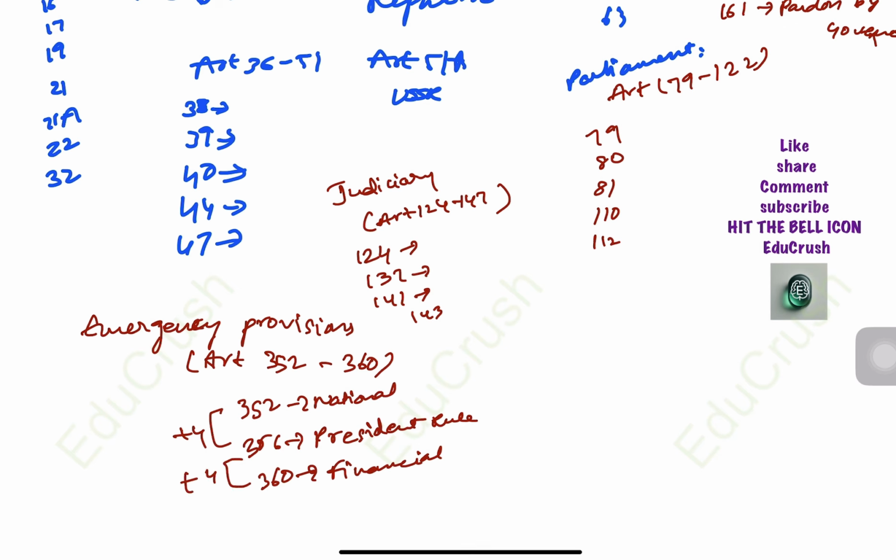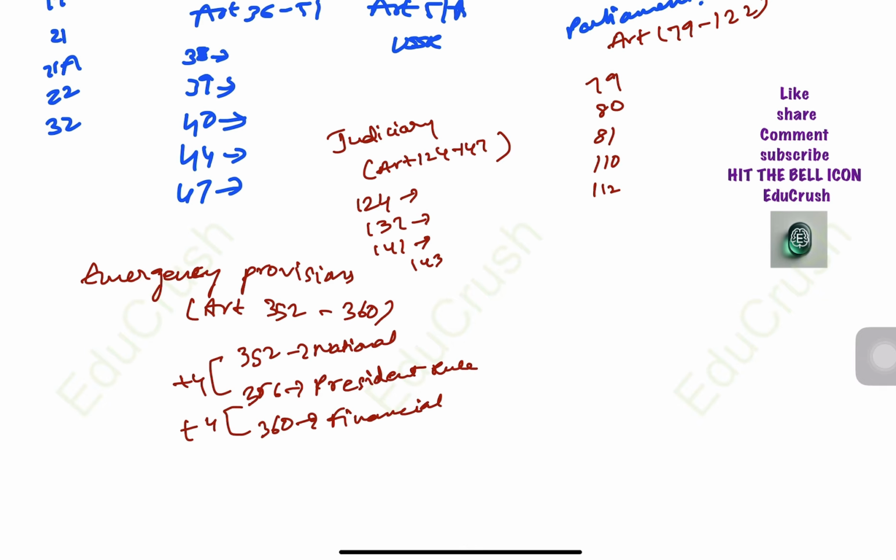Next, we also have some miscellaneous important articles. Those are 243, Panchayati Raj related. 280, Finance Commission. 300A, that is right to property became a legal right. Next, 324, Election Commission. Next, 326, voting age, that is 18 plus.